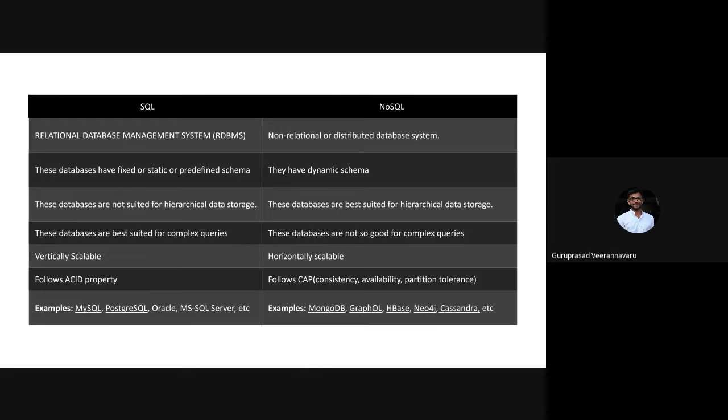Cool. And if we see what the differences between SQL and NoSQL are: SQL is relational, NoSQL is non-relational. SQL databases have a fixed structure, NoSQL databases have a dynamic structure. SQL databases are not suited for hierarchical data; they are row level. NoSQL is for hierarchical data. SQL databases are for complex queries; joins and so on don't work well in NoSQL databases. SQL databases support ACID properties. NoSQL follows the CAP theorem. I'll tell what CAP is. And there are certain examples.